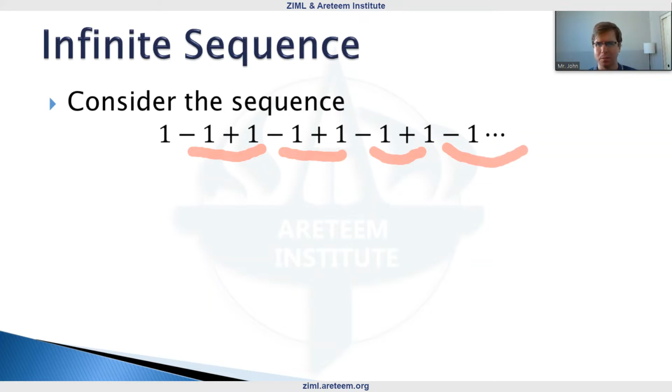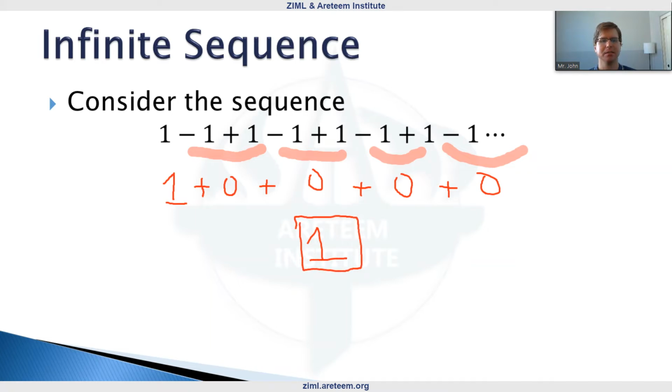Now, similarly, -1 plus 1 is 0, 0, 0, 0. So we add up a bunch of zeros. That's still 0, right? However many of those we have. But wait a second. We have this extra 1 at the beginning. And so now we have proven that our sequence is 1. Our final sum is 1 in this case.